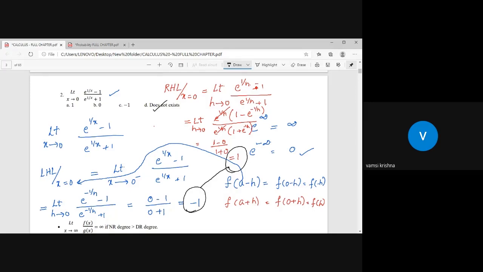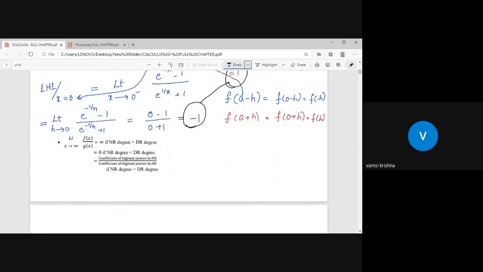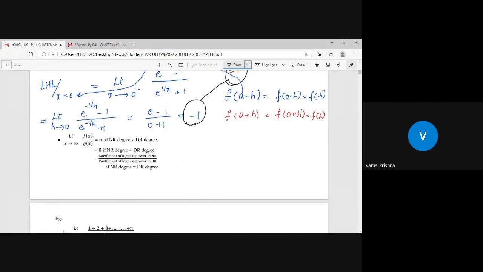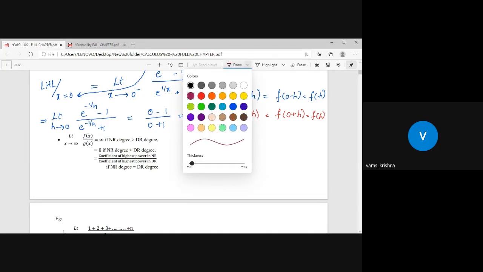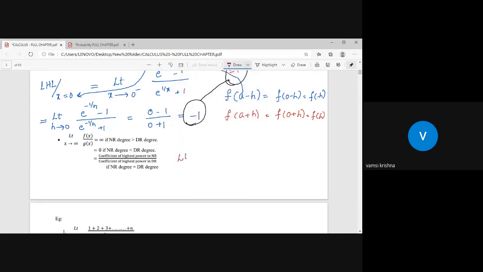Okay, I hope everyone has taken this. Now take some formulas. Sometimes the given model of the question is like this: limit x tends to infinity f of x by g of x. If the given model question is polynomial in x divided by polynomial in x like this, then you just observe the degree of numerator and degree of denominator.